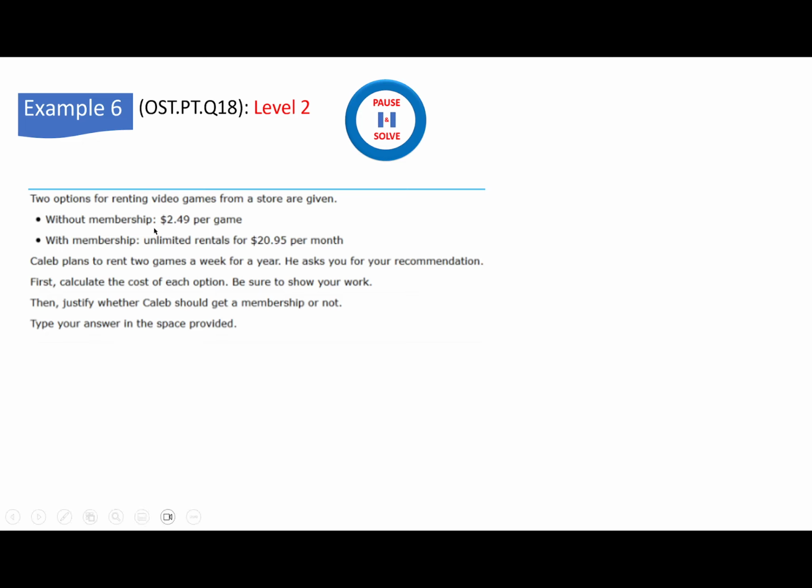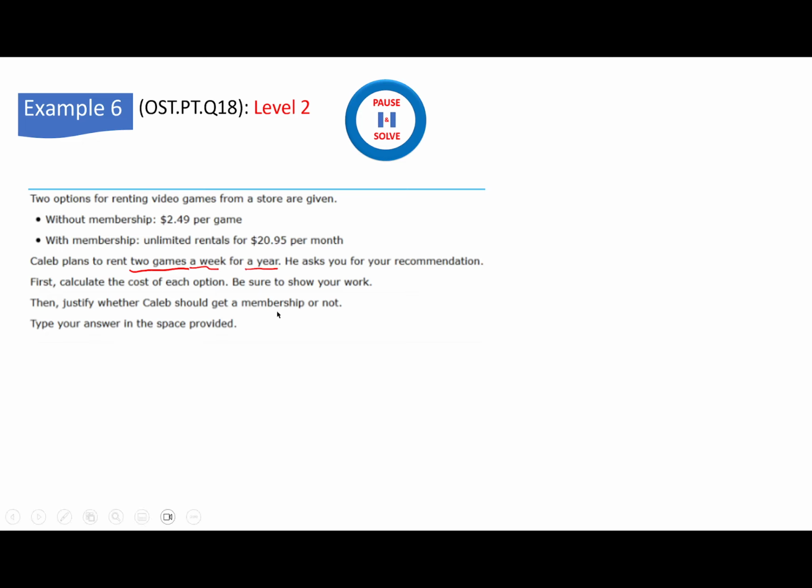Example 6. Two options for renting video games from a store are given. Without membership, $2.49 per game. With membership, unlimited rentals for $20.95 per month. This kind of situation, you can face it in real life, so it's good to know how to do that. Caleb plans to rent 2 games a week for a year. Make sure you underline, 2 games a week for 1 year. He asks you for your recommendation.